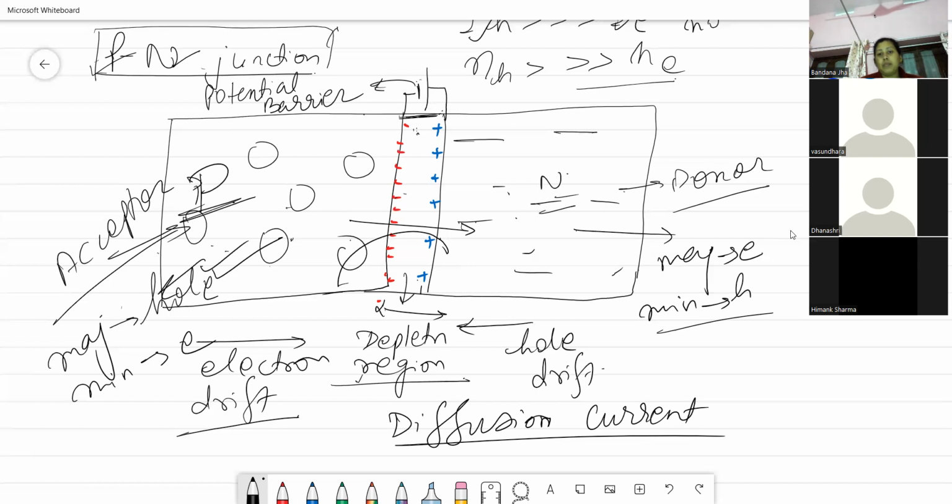Ma'am, can you explain diffusion current once? Diffusion current is the movement of majority charge carriers across the junction, which gives rise to the flow of current. The hole current wants to go here. The electron current wants to come here. Correct or not?